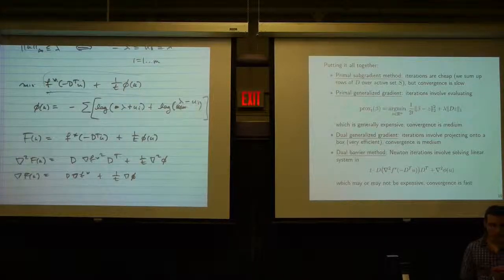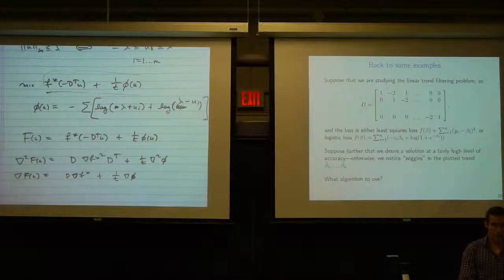Dual generalized gradient, the iterations involve projecting onto a box. That's the proximal operator, so it's very efficient. It's very cheap. Convergence is, again, kind of medium. The dual barrier method, the Newton iterations involve solving these linear systems. That could be expensive or it could be cheap depending on D and depending on F. The convergence can be very fast. So those are the traits of the algorithms we know. And now let's go back to the examples.